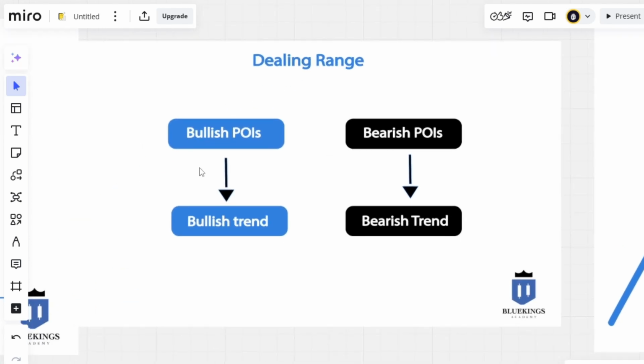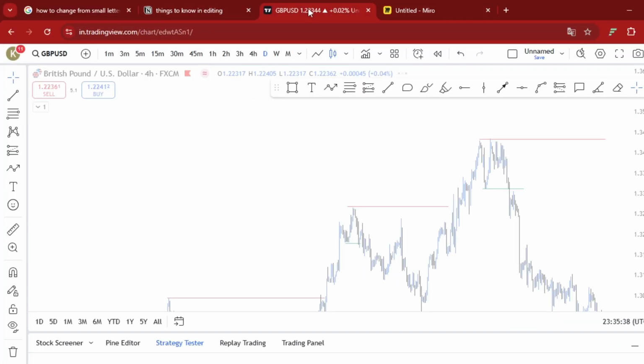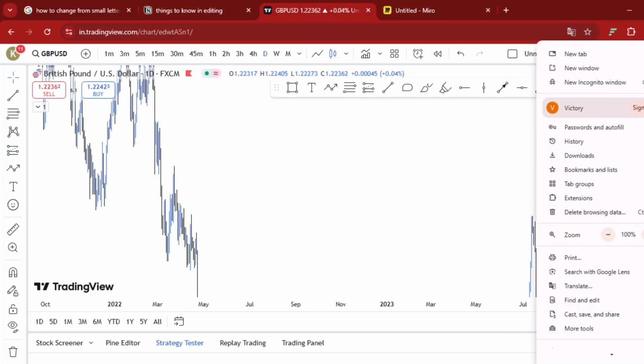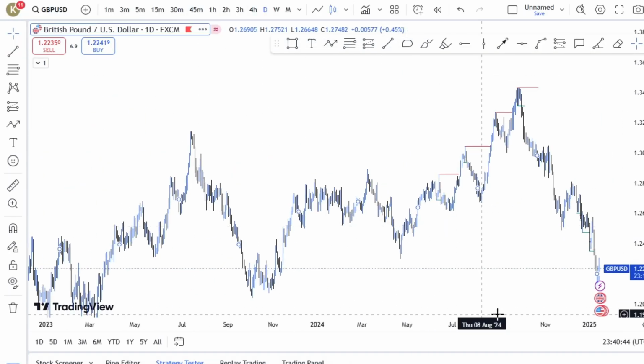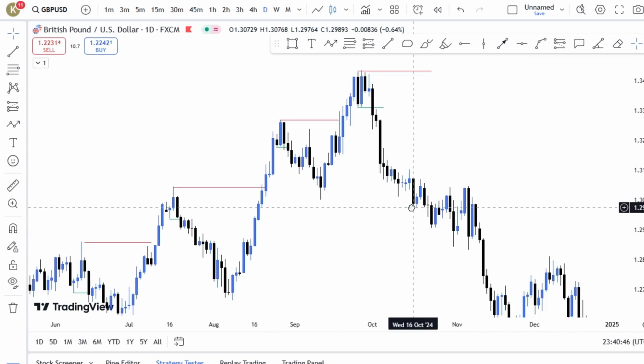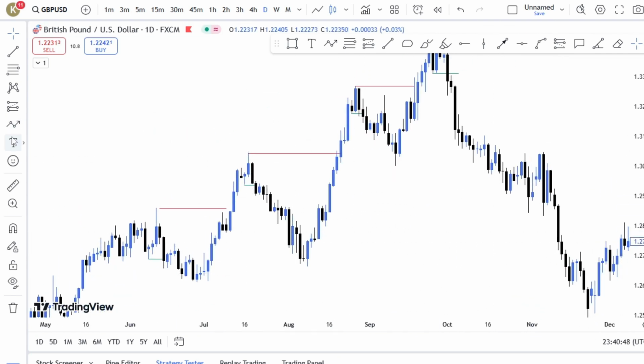So that's why I said bullish POIs are for bullish trends and bearish POIs are for bearish trends. So based on the last example I showed you guys with GBP/USD, if I say I want to go back there the way I marked it and show you an example, now take a look at it. This is a dealing range.